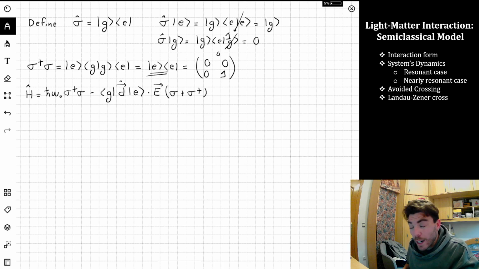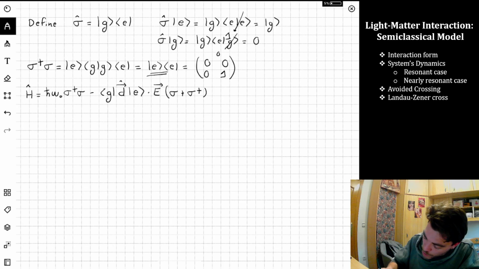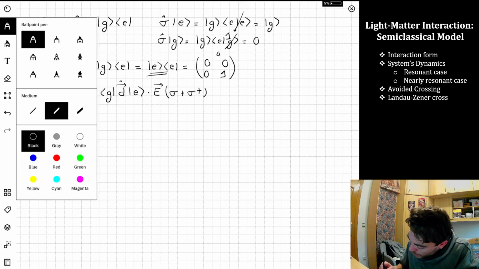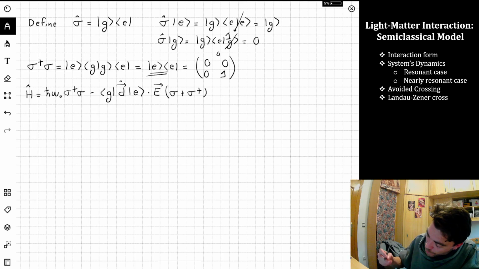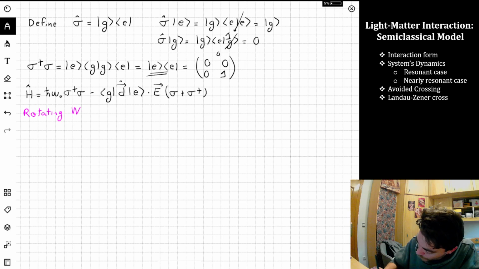In order to go further, although this Hamiltonian is simple to write, it's hard to solve in principle. So we need to do some approximation. And the approximation we are going to make here is an important one. It's called the rotating wave approximation, or RWA.